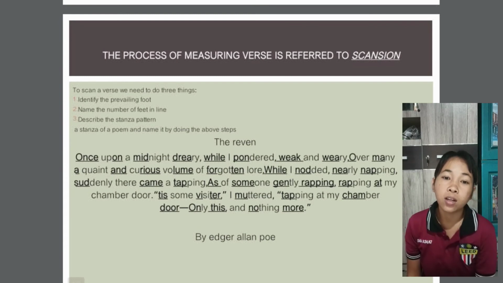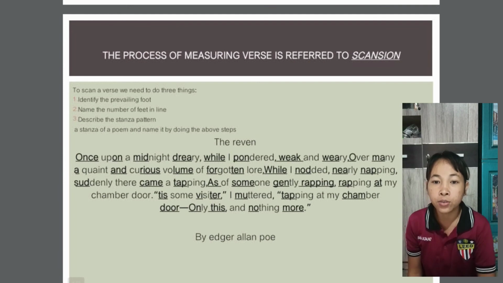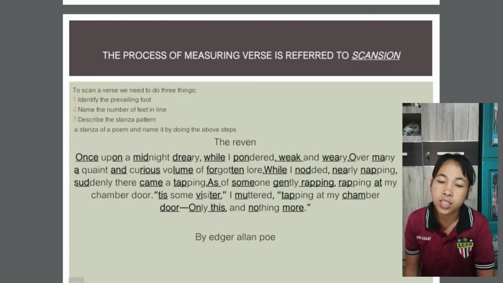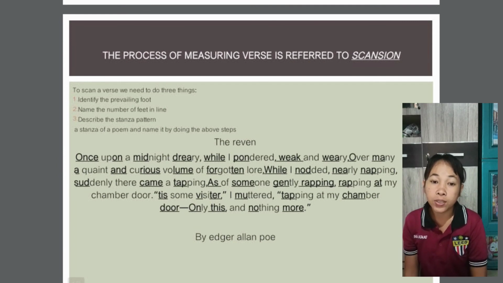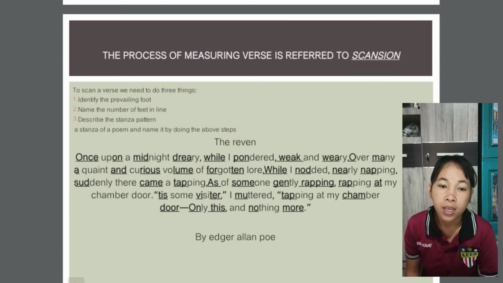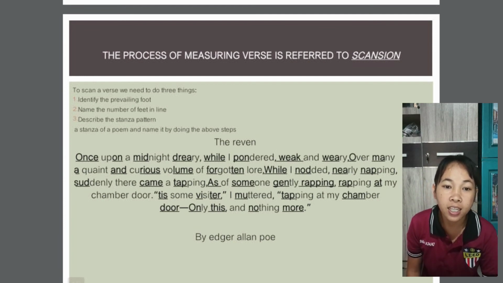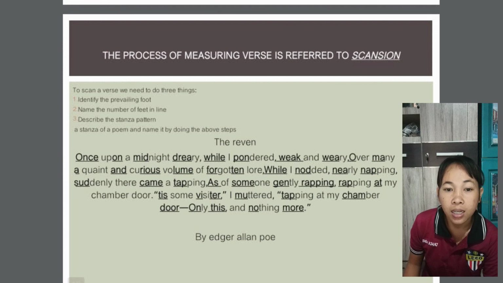Okay, next I will talk about the process of measuring verse, which is referred to as scansion. In Indonesia, we can call scansion irama. So let's do the exercise by following the steps. The first one is identify the prevailing foot. Second, name the number of the feet in a line. And then the third, describe the stanza pattern.